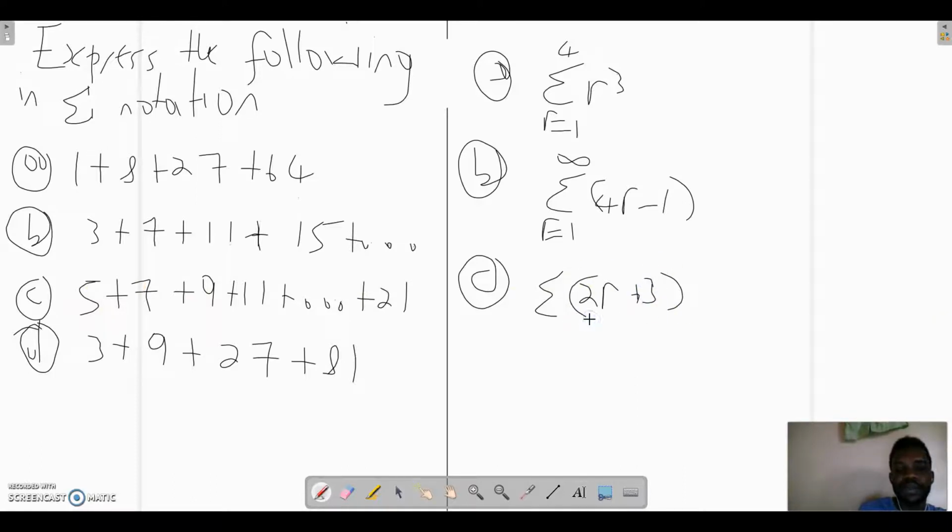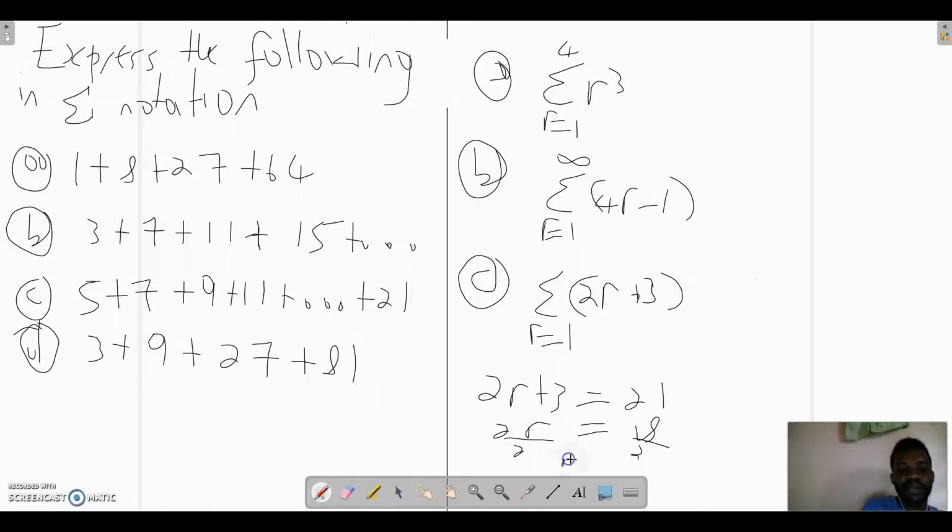All right, and we're going from r equal 1, but I'm not sure where I'm going to stop. Because notice we have 5, 7, 9, 11. We skip a few terms and we go up to 21. We could fill in these middle terms to figure out how many terms we have in all, but we don't need to do that. If I were to equate this formula to 21 and solve for r, it would tell me the position of 21. So we could have 2r plus 3 equal 21. So 2r would be equal to 18. We divide both sides by 2.